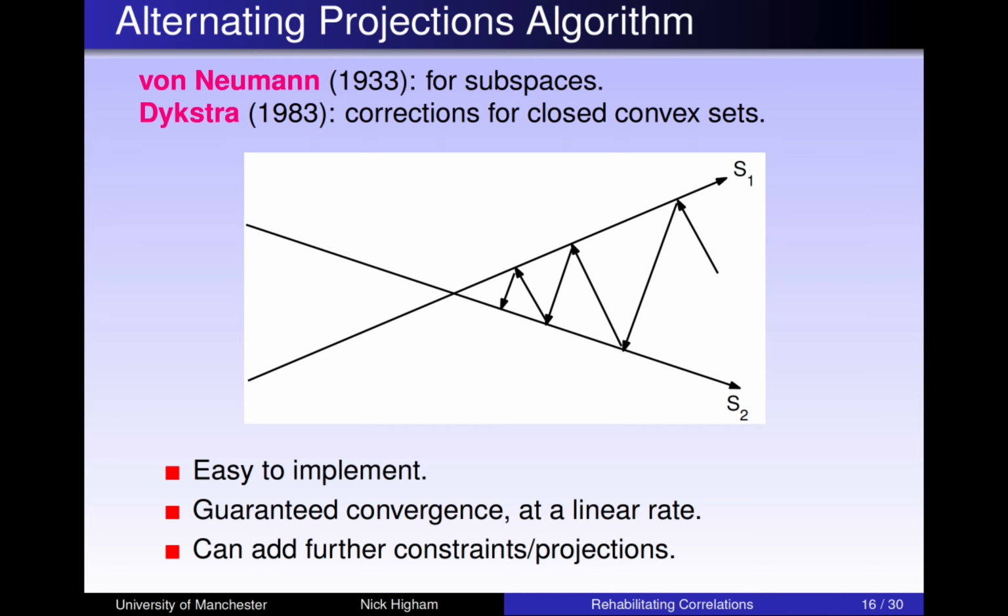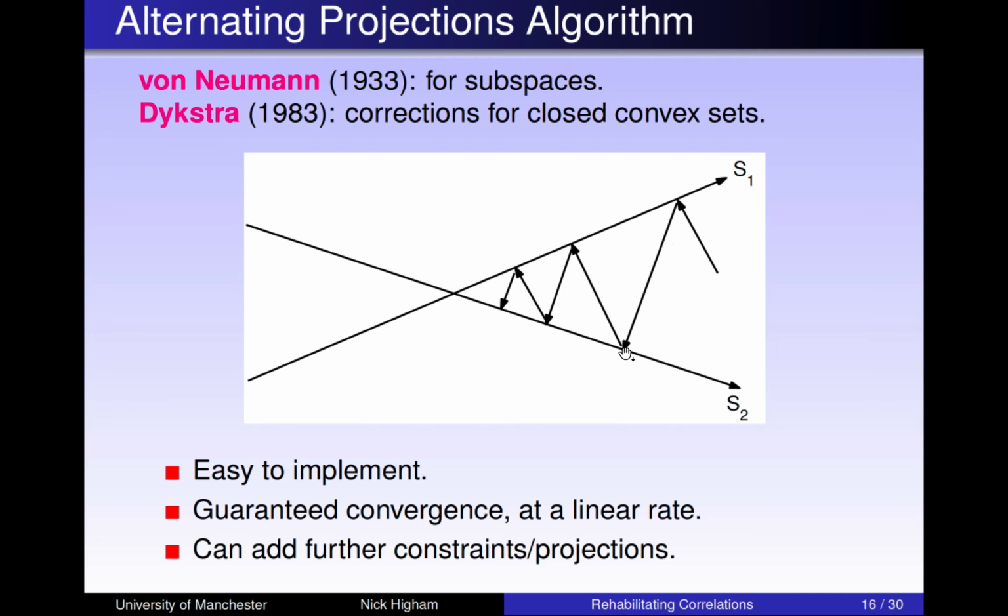What I'm going to use here is an idea that goes back to von Neumann. Von Neumann was looking at finding points in the intersection of subspaces. So in this diagram here, we've got two subspaces, S1 and S2. We start at this point here, and we want to move to the intersection of S1 and S2. Von Neumann's idea was you first project onto S1, and projection has this notion of orthogonality, so we're hitting S1 at a right angle.